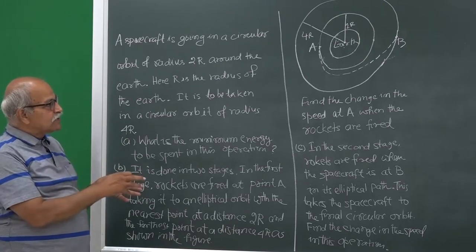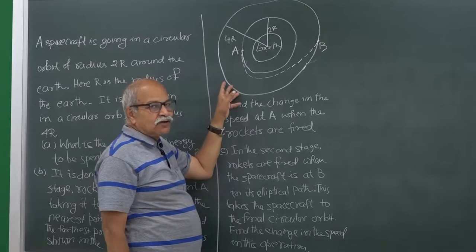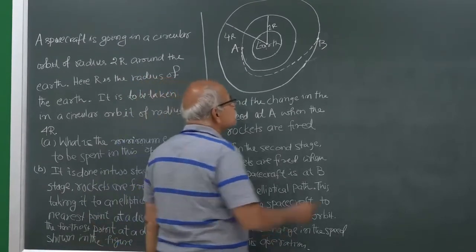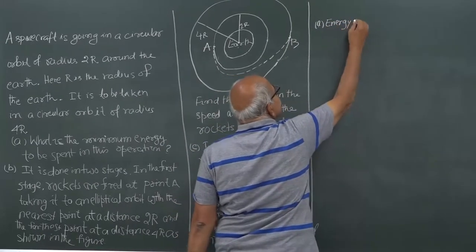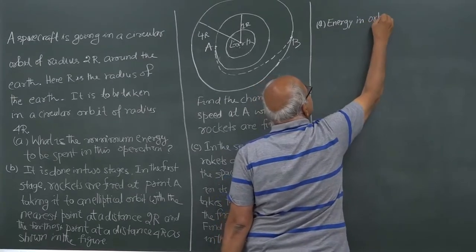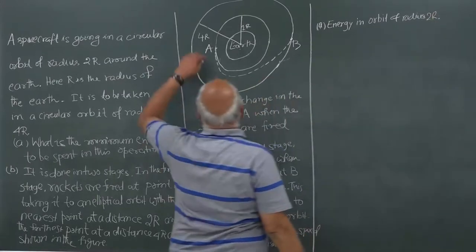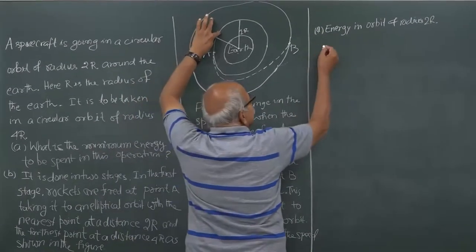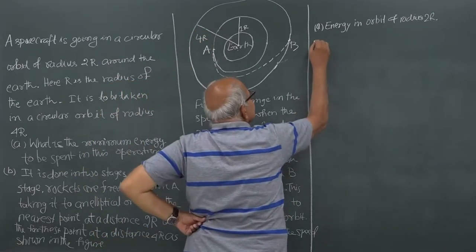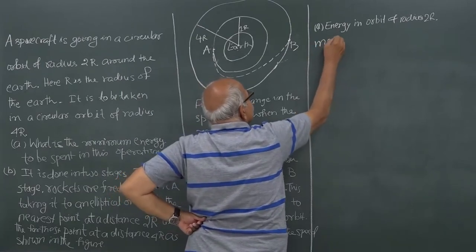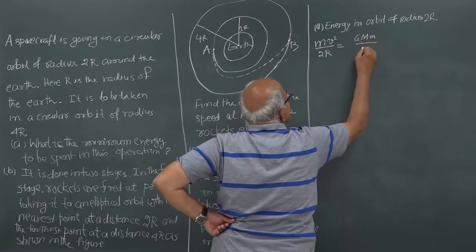So minimum energy to be spent is same as the increase in energy as it goes from this circular orbit to that circular orbit. That much we have to do if there is no other waste. Okay, so part A, energy in orbit of radius 2r. So when it is in this circular orbit, what is the energy? You can write total energy is equal to kinetic energy plus potential energy, and the kinetic energy you can easily write, if m is the mass of the spacecraft, mv squared divided by the radius 2r, this should be the force, and that is GMm divided by (2r) squared.